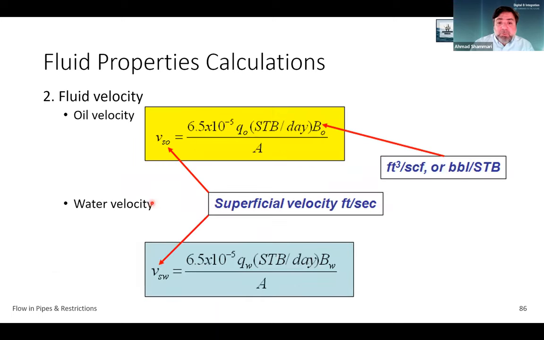For the oil velocity, we can also use the superficial water or oil velocity, right? And this is again by QO, BO divided by the area, okay? Similarly for water, okay? And as I said, these are superficial. Why? Because it's not actual. We need later on to introduce what we call the holdup. And the holdup actually will adjust the superficial velocity for the liquid or for oil or for the gas, okay?